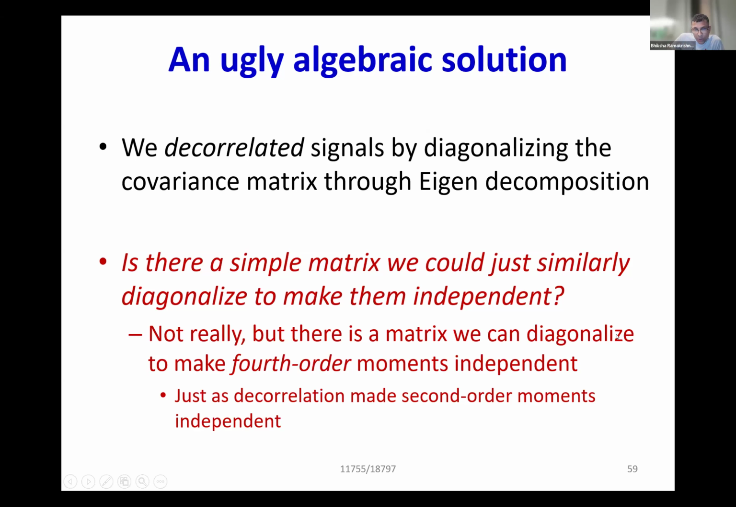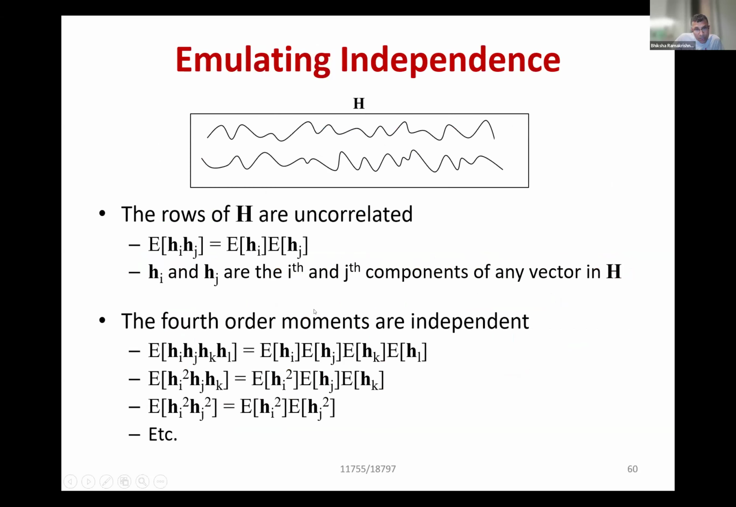There's a matrix that you can diagonalize using something very similar to PCA, which will make the fourth order moments of the distributions of the two components independent. Decorrelation made the second order moments independent, right? The expected value of x1, x2 was 0. So there's some other matrix which you can use, which will do this.